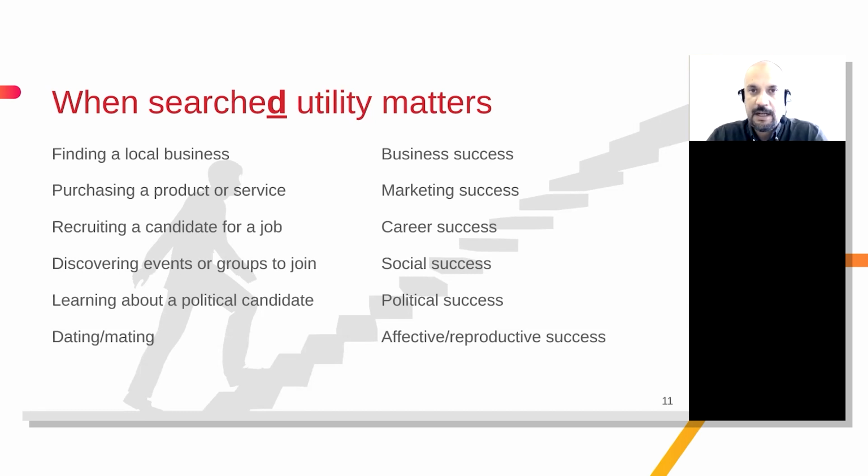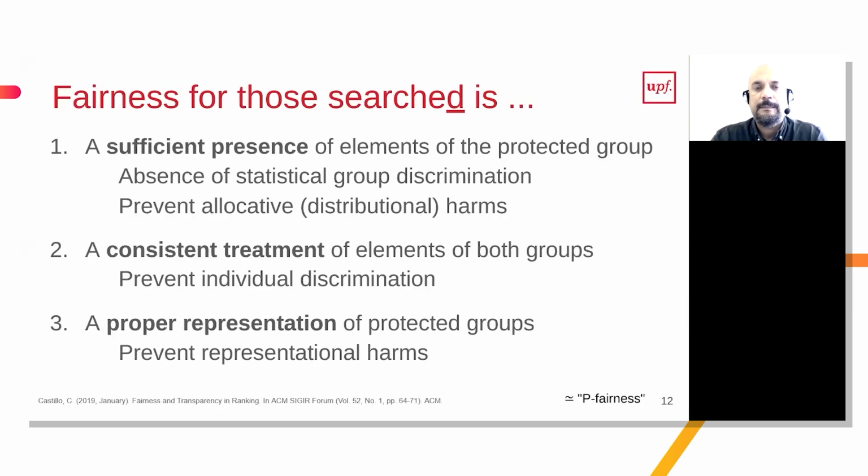And you can argue even that a dating app can also be seen as a recommender system, but there is also an element of retrieval. And this retrieval may affect your affective or even your reproductive success. So I would claim that for those who are being searched, there are at least 3 criteria that need to be fulfilled for those being searched to be treated fairly.